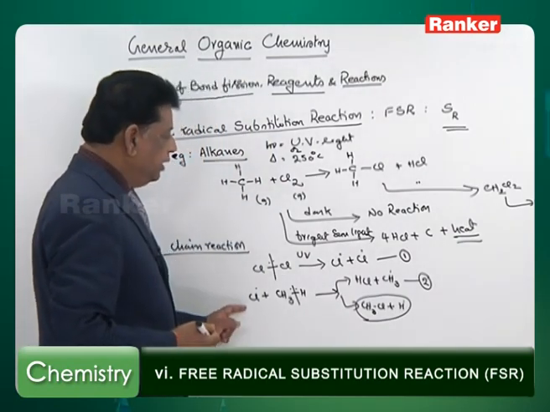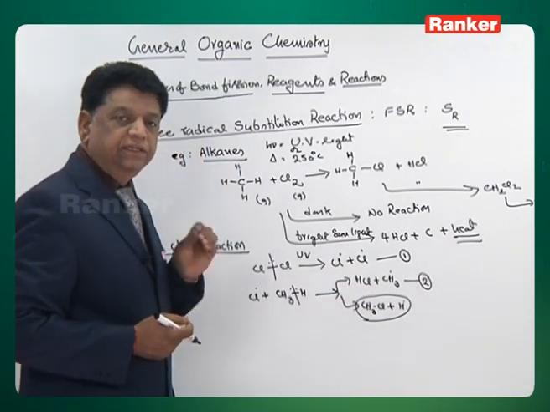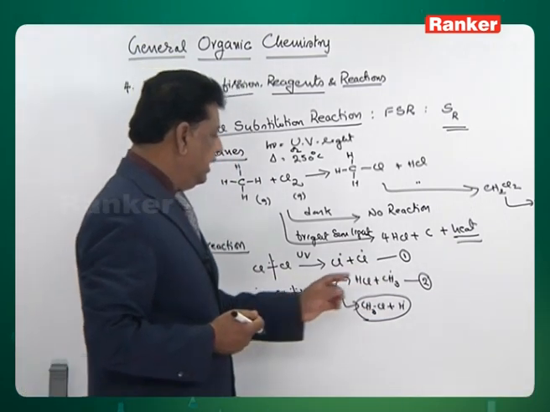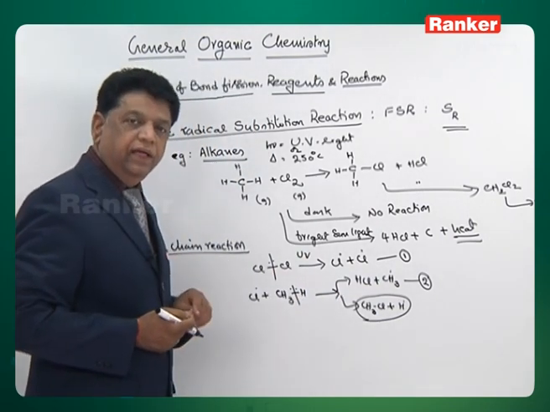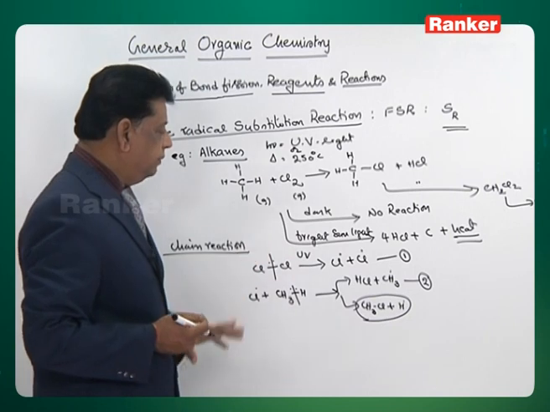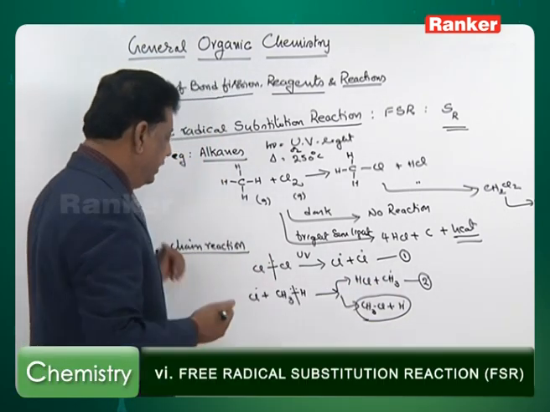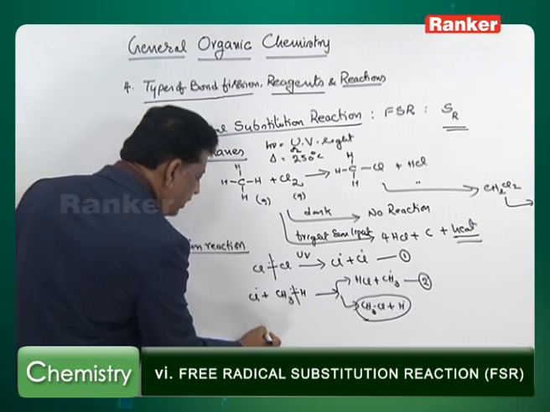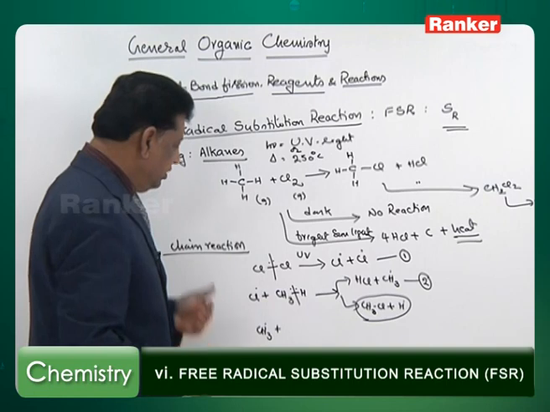And now, in the second step, once again a free radical is formed. Once the free radical is formed, it is highly unstable, and it is bound to react or participate in the next step. So, CH3 dot is going to react now immediately. CH3 dot will react with what? It has different sources.